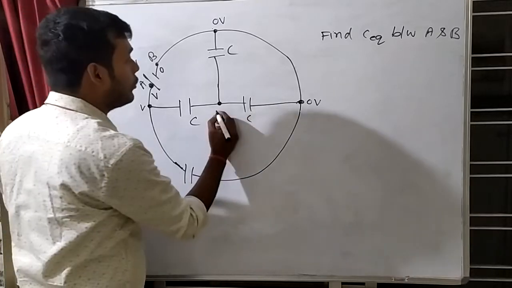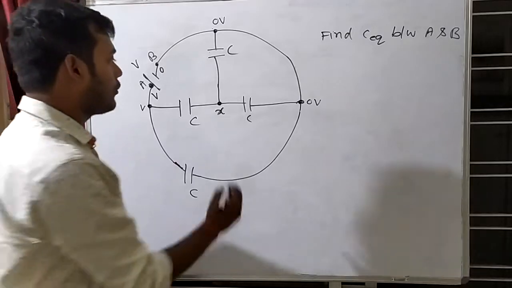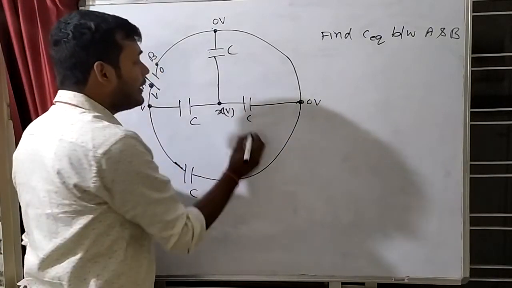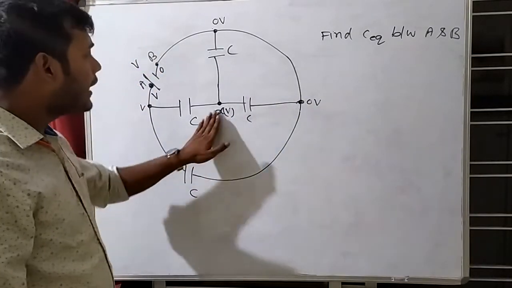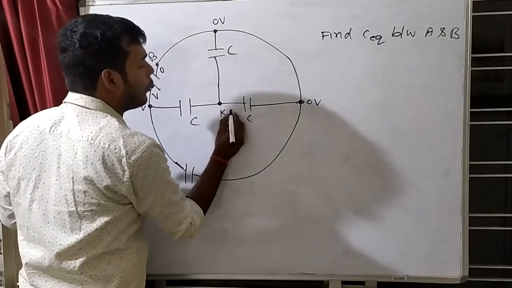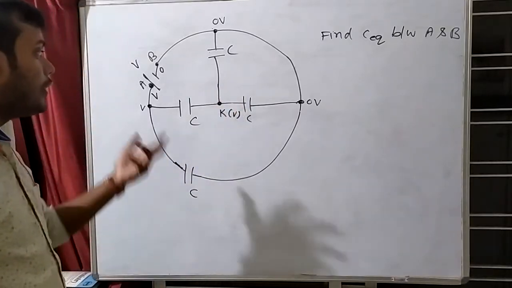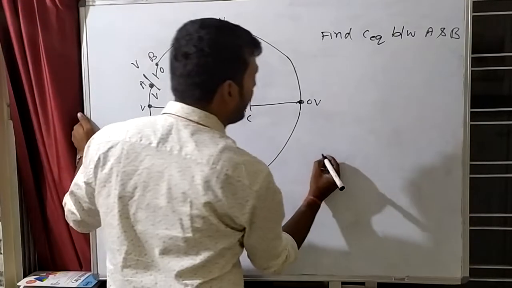So what will I do? I will assume that this point potential is x volt. You can assume anything. Let's say I will assume that this point potential is k volt. K means k, not ka. So let's say this point potential is k volt. We don't know. So now can we make the figure?